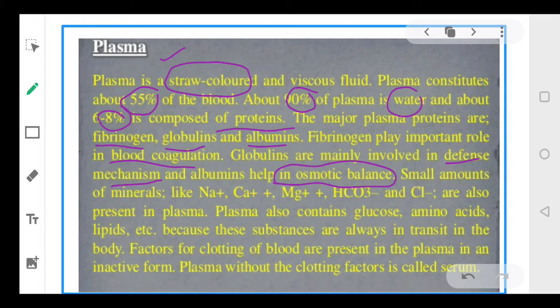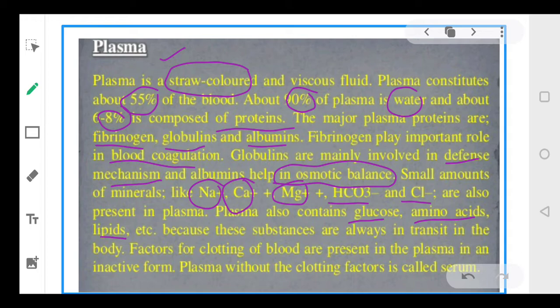And apart from water and the proteins, the plasma also contains small amounts of minerals like potassium, calcium, magnesium ions, bicarbonate ions, chloride ions. Plasma also contains glucose, amino acids, lipids, etc., because these substances are always moving in the body.